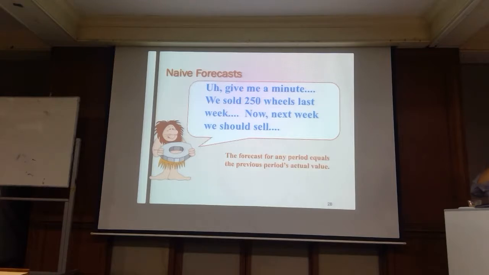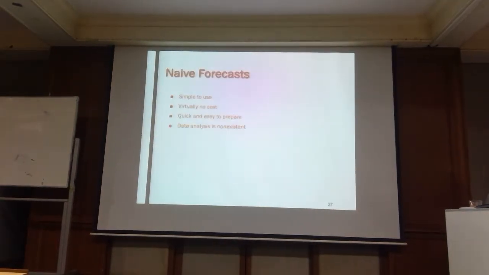So naive is quite simple and really fast, because it's just using the actual value from the previous period to be the forecasting value for the next period, right? So it's no cost, quick, easy, no data analysis, very easy to understand, and simple to use. But how about the accuracy? Maybe not that good, right?